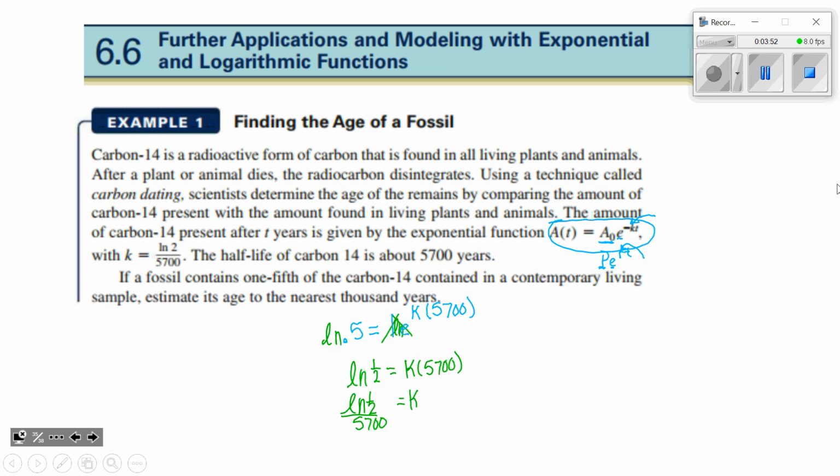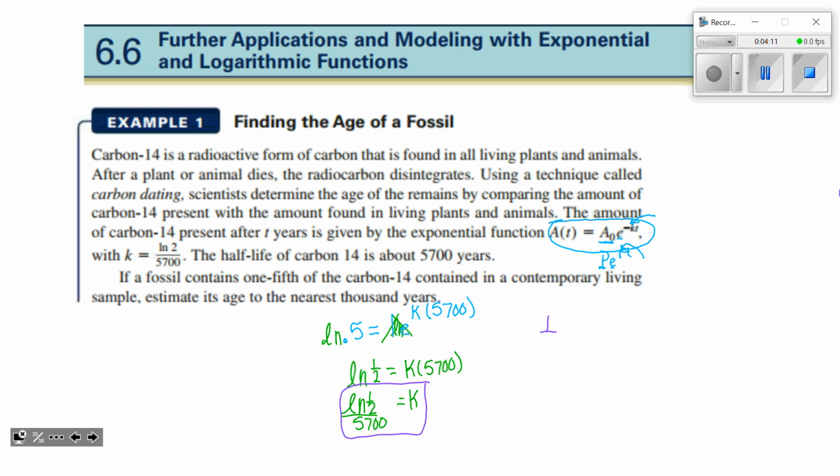Okay, so here we are. We're ready to actually answer the question. It says, if a fossil contains 1/5 the carbon-14 contained in a contemporary living sample, estimate its age to the nearest 1,000 years. Okay, so we know what k is, right?